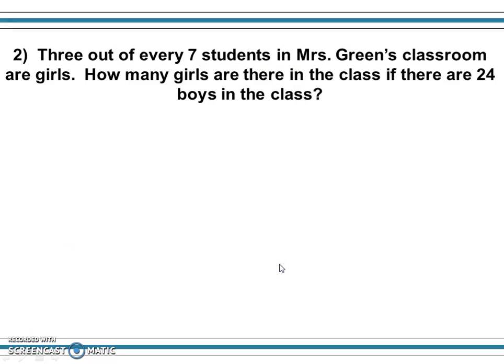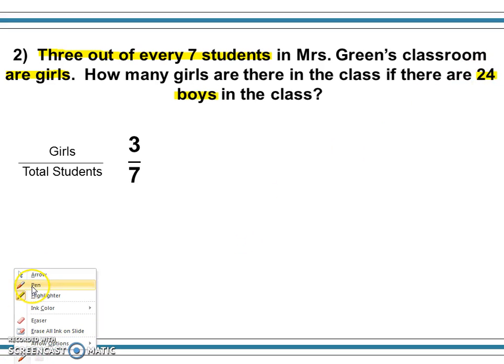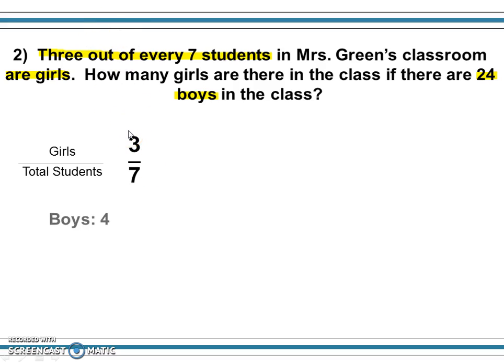All right, let's take a look at another one. 3 out of every 7 students in Mrs. Green's room are girls. How many girls are there in the class if there are 24 boys in the class? Okay, so again, let's pick out what information we have. I know 3 out of every 7 students are girls, so that means there's 3 girls out of every 7 total. What are we being asked? How many girls are there if there are 24 boys in the class. Well, I wasn't given any information about boys, but if we use some common sense here, I bet we can figure it out. If I have 7 total kids and 3 of them are girls, then the other 4 would have to be boys.